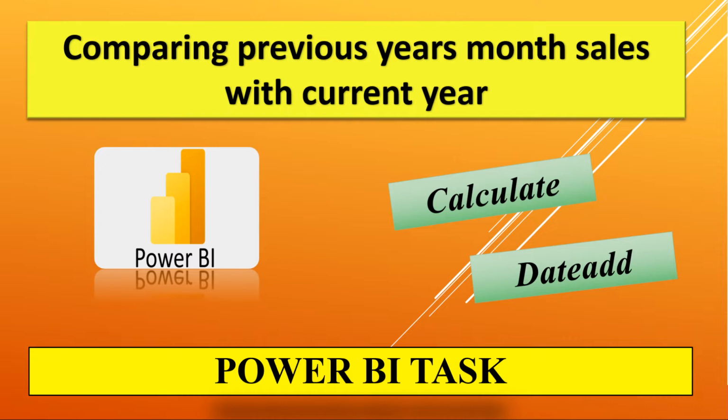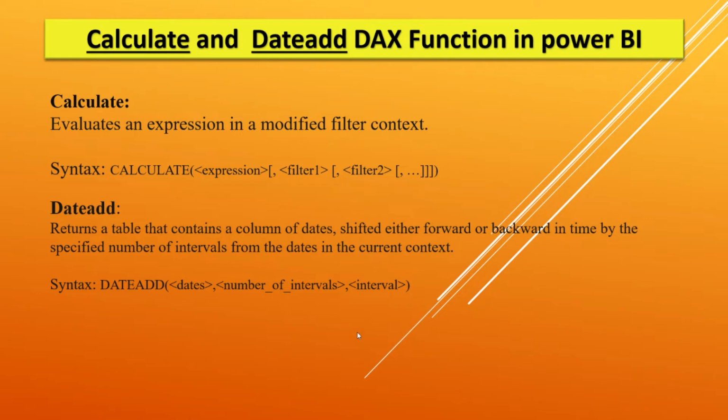Today we'll see one new use case for comparing the previous year's month sales with the current year's month sales. Okay, so let's start. For comparing the previous year's months with the current year's month sales, we need the CALCULATE and DATEADD functions. As I explained in my previous video, we use the CALCULATE function for context transition. This is the syntax of the CALCULATE function, and we use the DATEADD function so that we can calculate a specific interval of time by going back 1 year, or say 1 month. Okay, so let's see it in Power BI.